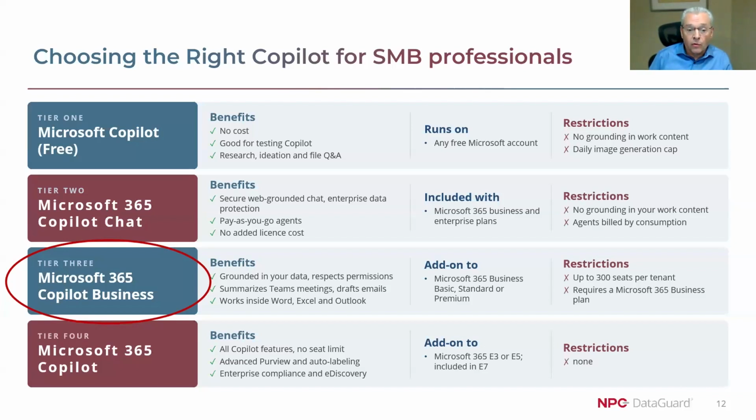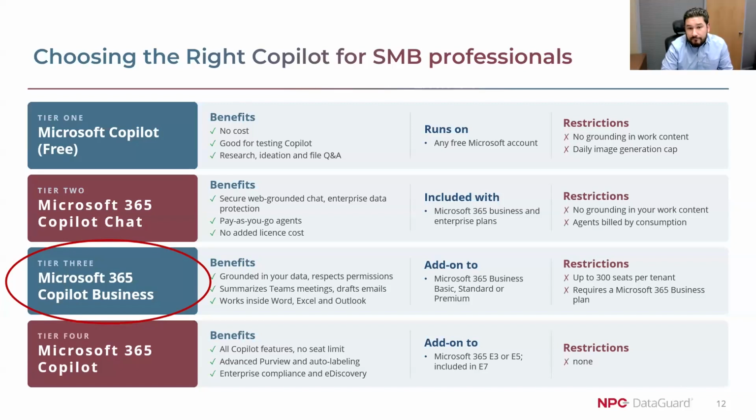But what does it do for you? Can you get away with an unpaid version? You get chat, you can build some agents. They're limited capability. You can pay as you go in your tenant for that. But for me, if I'm going to use integrated AI capability in my business, I want access to grounded data.